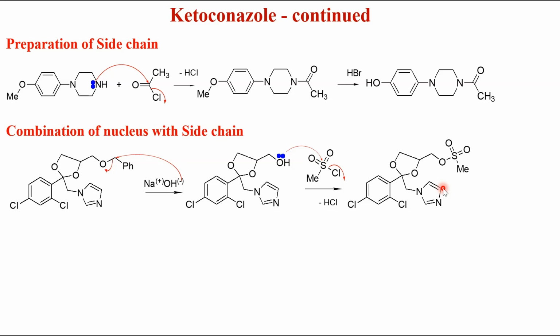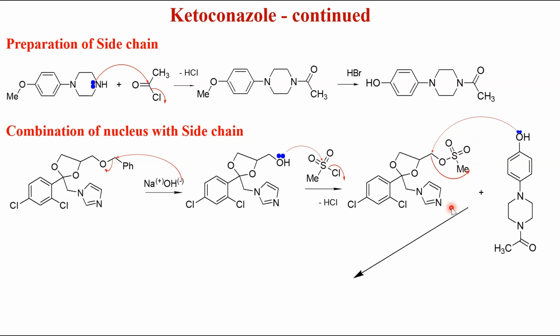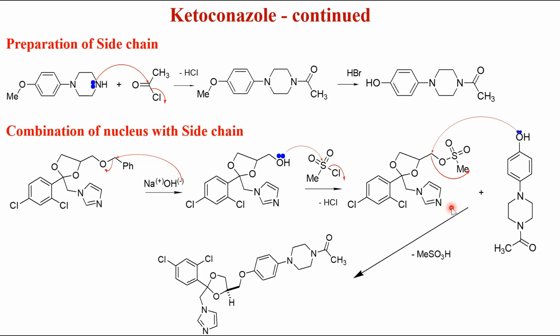This methyl sulfonyl derivative is treated with the side chain. OH has a lone pair of electrons. Sulfur here is electronegative, and O is electronegative. They are pulling, making this carbon an electrophilic center. The electron rich oxygen donates its electrons to the electrophilic center, and the methyl sulfonyl group gets kicked off as methyl sulfonic acid, and I get ketoconazole. This is the synthesis of ketoconazole.